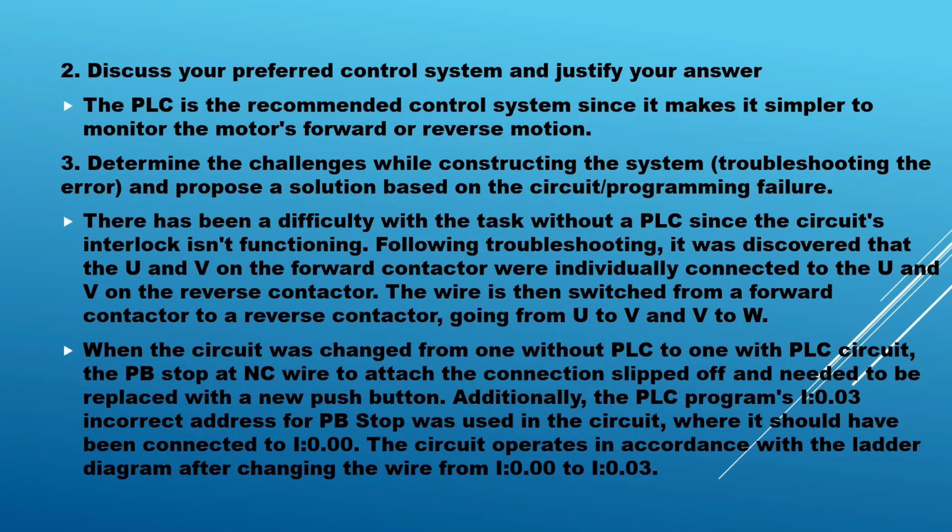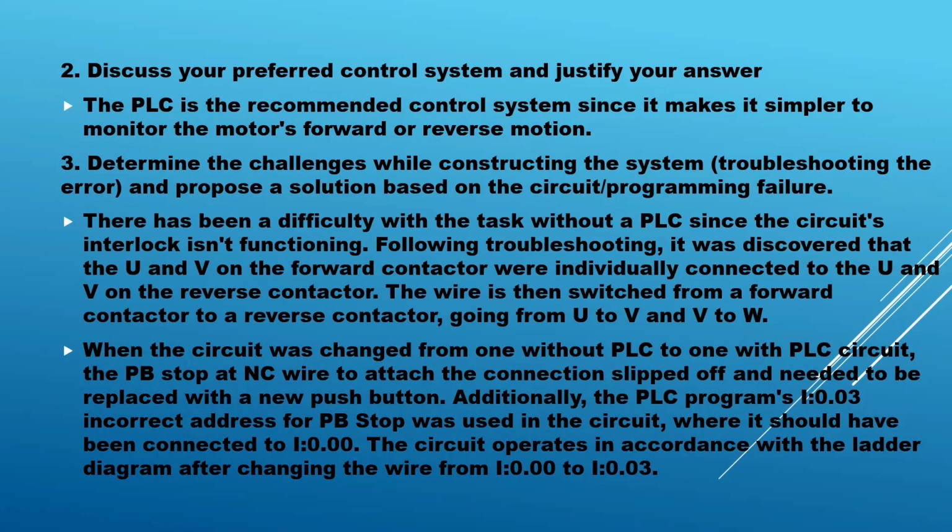Number 3 is: determine the challenges while constructing the system, troubleshoot the errors, and propose a solution based on the circuit programming failure. First, there was difficulty with the task without a PLC since the circuit interlock was not functioning. Following the troubleshooting, it was discovered that the U and V on the forward contactor were individually connected to the U and V of the reverse contactor. The wires were switched from the forward contactor to the reverse contactor, going from U to V and V to W.